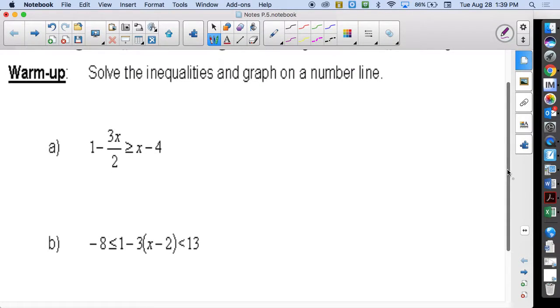See if you can try letter A. So solve the inequality, graph it on a number line. Most inequalities have a graphed solution because it's not one answer. It's a range of values, which is why we display it on a number line. So try A. See if you can solve that. And then we'll talk about B and also the interval notation at the bottom.